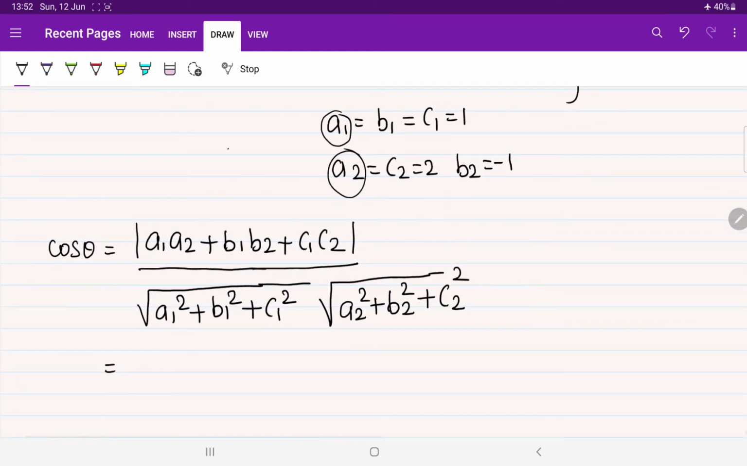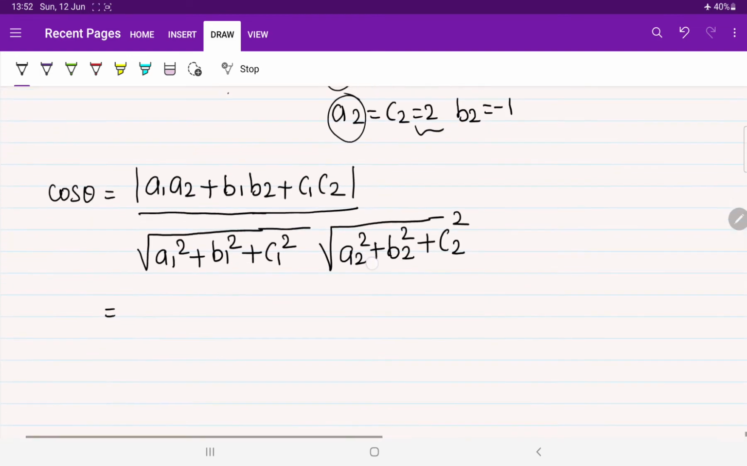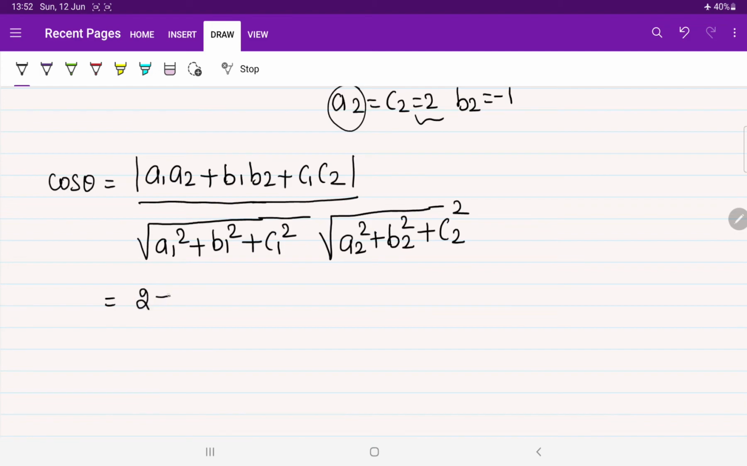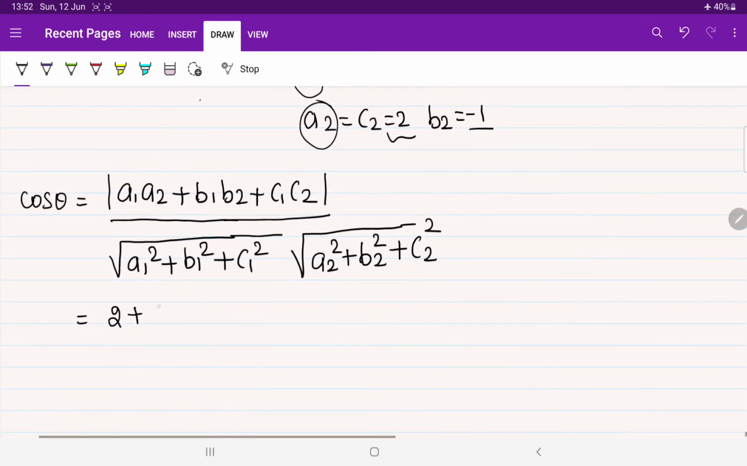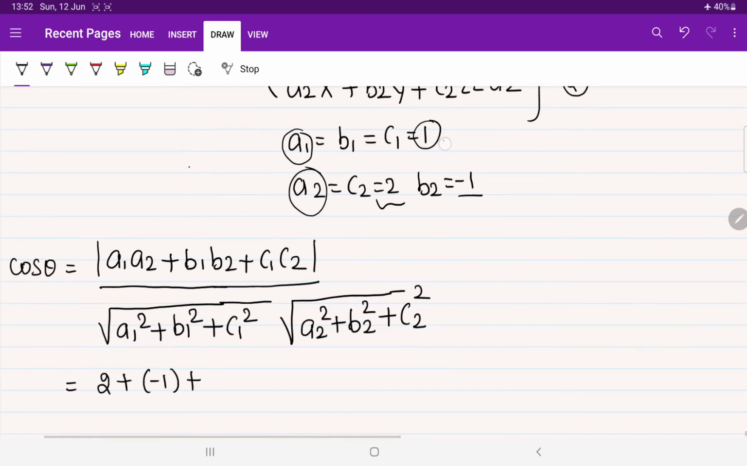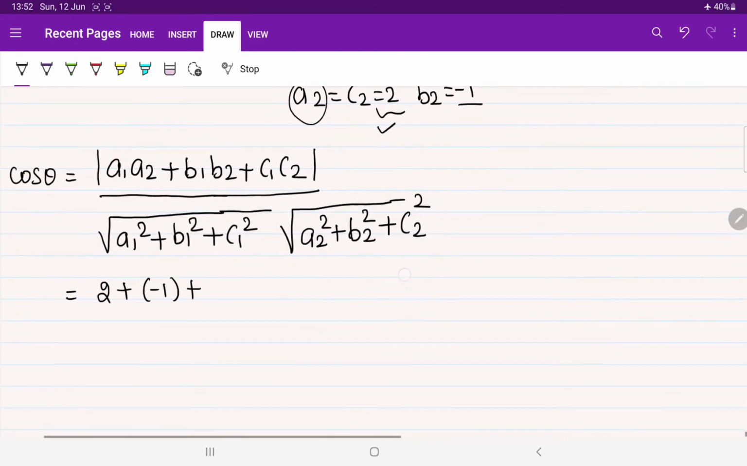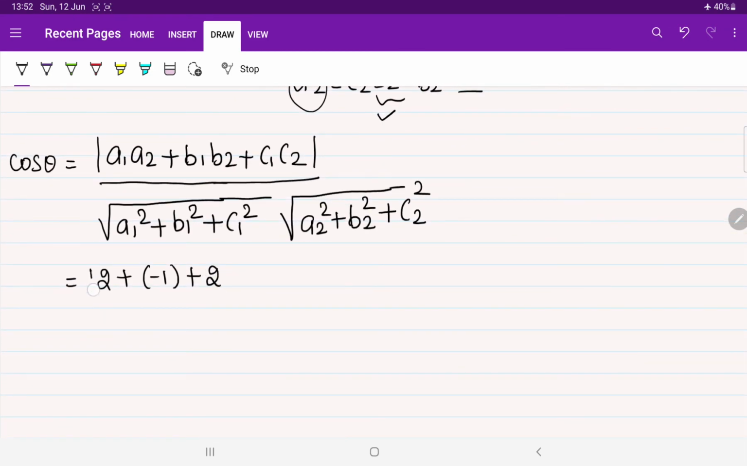Okay, so let us see a1, a2. Value of a1 is 1, value of a2 is 2. So 1 into 2 will become 2, plus b1 into b2. b1 value is 1, b2 value is minus 1. So this will become minus 1, plus c1, c2. c1 value is 1, c2 value is 2. 1 into 2 will become 2. Okay, sir. So 2 plus 2, 4. 4 minus 1 will become 3 in the numerator.